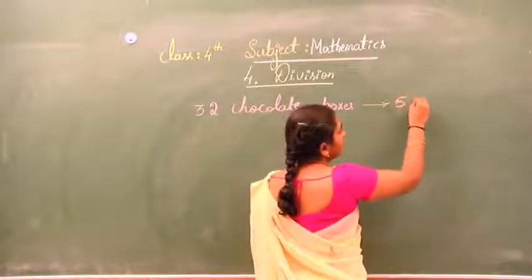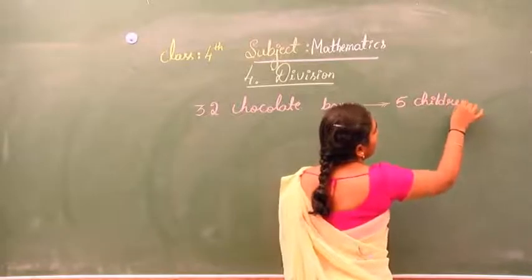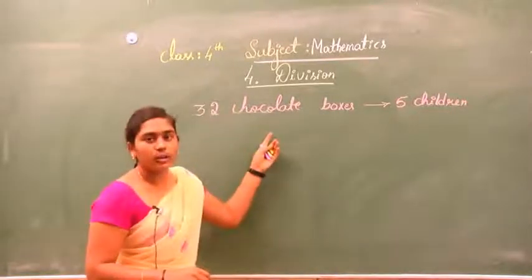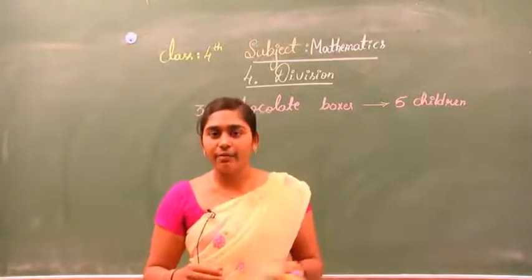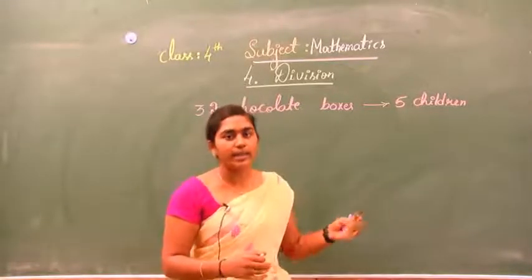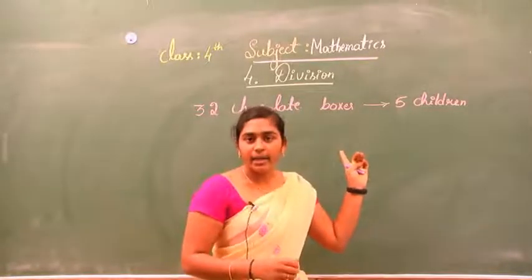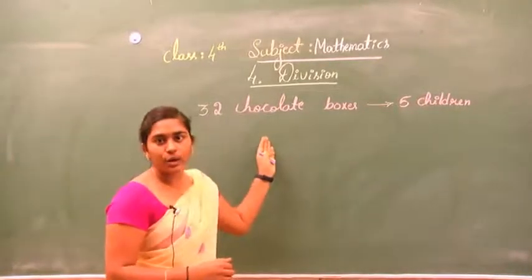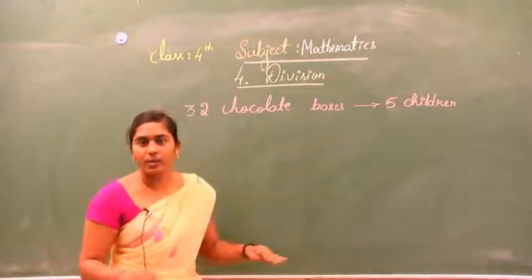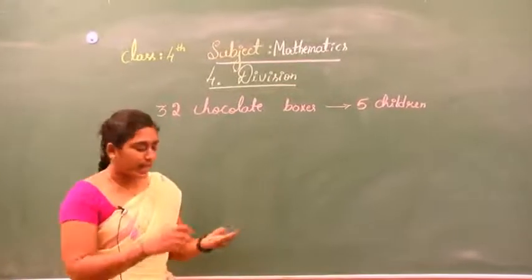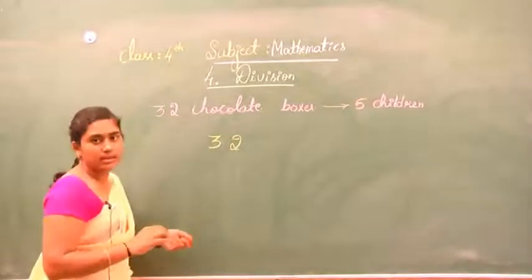They have bought 32 chocolate boxes and they have 5 grandchildren. So they have to distribute these 32 chocolate boxes to the 5 children equally, and if there are any chocolate boxes left over, they will keep them themselves. So how to divide the 32 chocolate boxes so that they can distribute them to 5 children equally? With the help of division, they can distribute these chocolates.